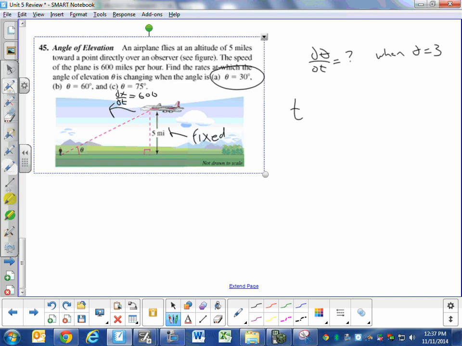This is going to be the formula that sticks everything together. Tangent of theta would be equal to the y over the x, the opposite over the adjacent. Since I know that altitude is fixed, I say the tangent of theta is equal to 5 over x.